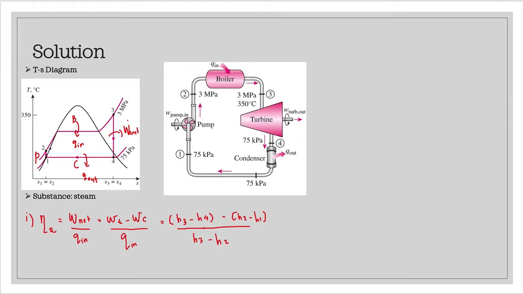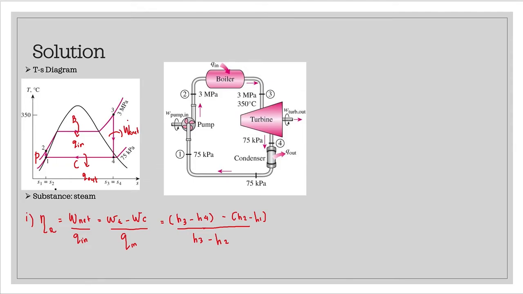So 1 to 2 occurs in the pump, 2 to 3 occurs in the boiler, and please write down Q in here. 3 to 4 is in the turbine, and please write down W dot out, and 4 to 1 occurs in the condenser, with Q out. Alright, so this is the TS diagram. Please label all the axes, T and S.